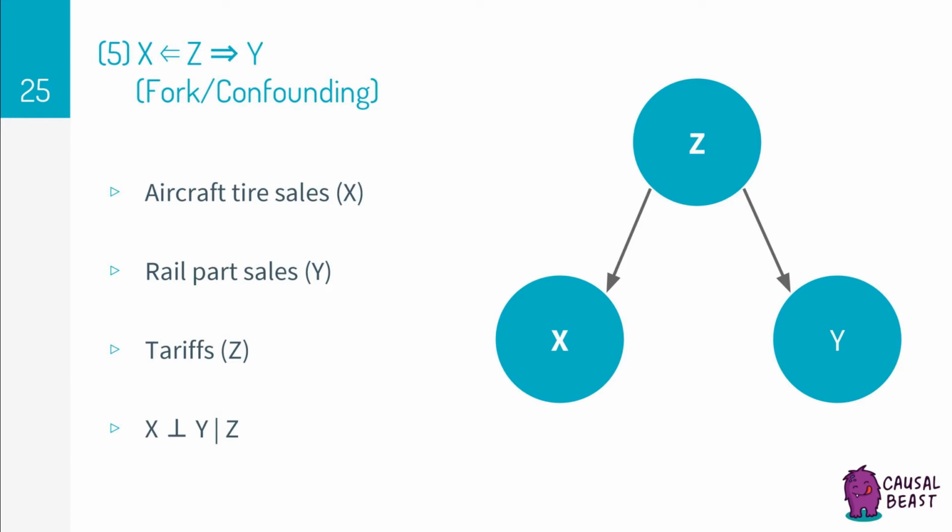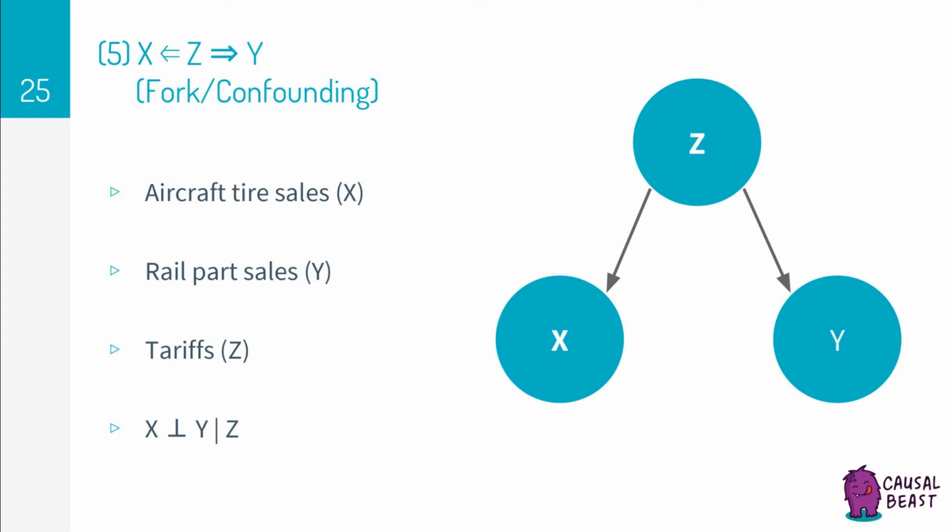This means that there is a positive correlation between Chinese aircraft tires and rail parts sales. They move together in the same direction. But note that this spurious relationship between Chinese aircraft tires and rail parts exists solely because of the common variable, tariffs, which actually has a causal relationship with both aircraft tires and rail parts sales. It's not that Chinese aircraft tires have any causal effect on Chinese rail parts. In other words, decreasing Chinese aircraft sales do not cause Chinese rail parts sales to go down.